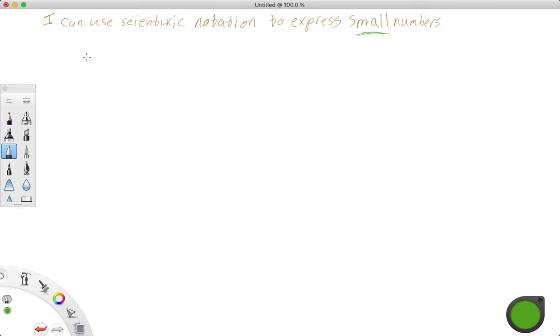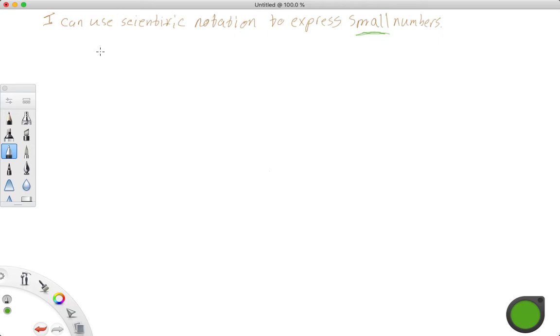Okay, so just like we did large numbers as something between 1 and 10, so 1 through 9.99, times 10 to a power, we're going to do the same thing with small numbers, but our exponent's going to be negative instead of positive.